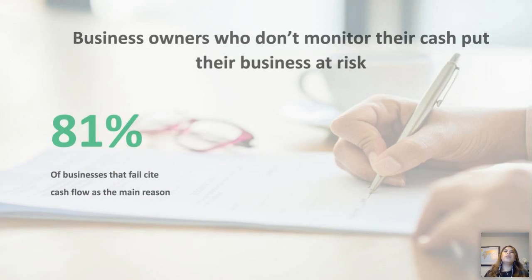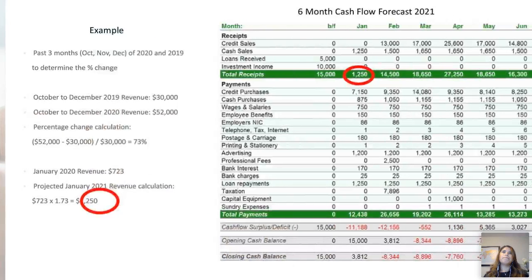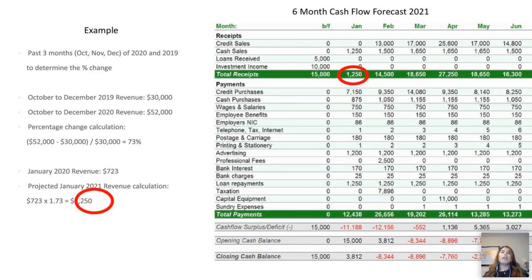So business owners who do not monitor their cash put their business at risk. 81% of businesses that fail cite cash flow as the main reason. So this is something that we do for our clients. We project cash flow for the next 6 months to a year.